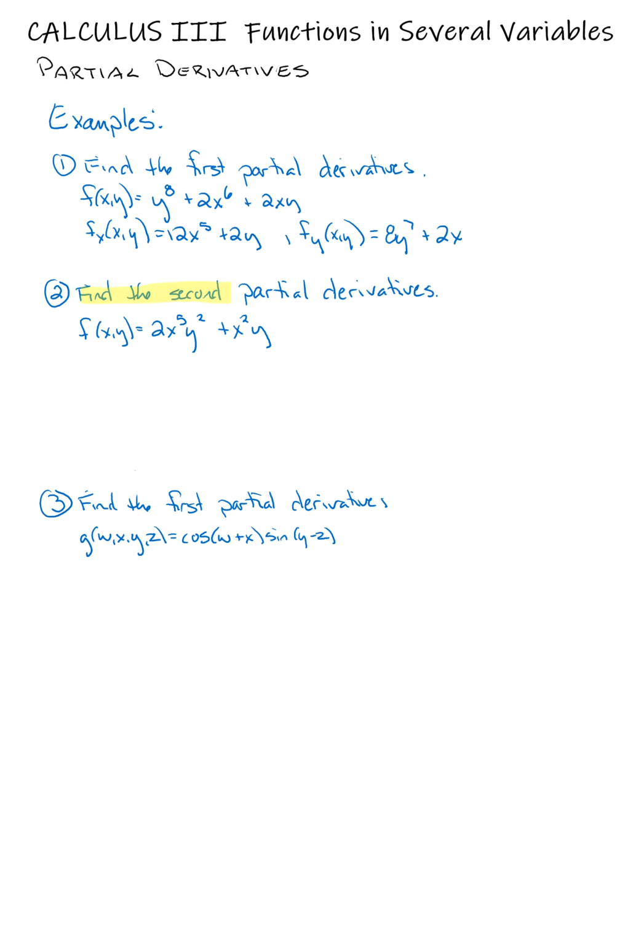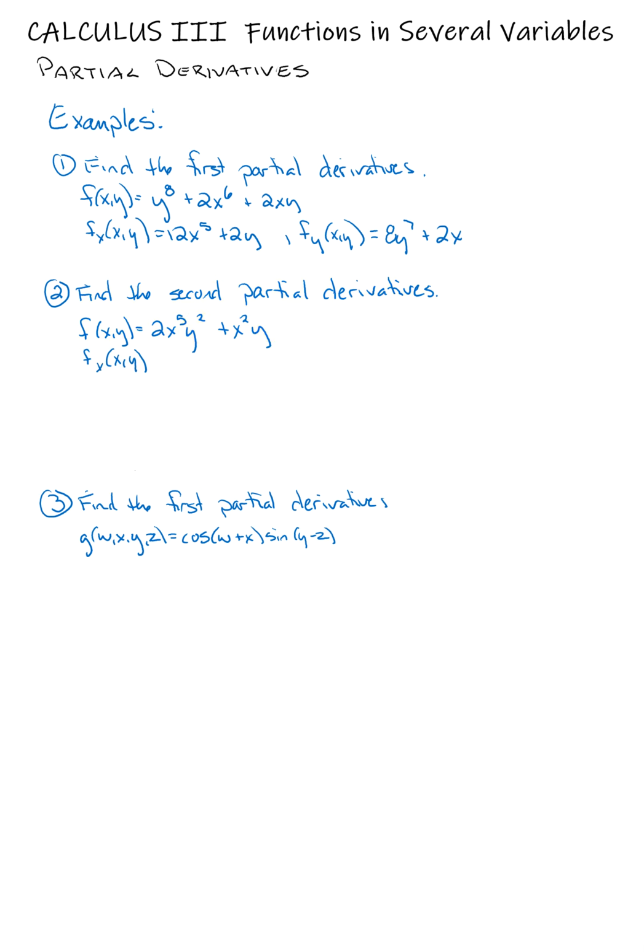Example 2, we want to find now the second partial derivatives of f of x, y equal to 2x to the 5th y squared plus x squared y. We will need to start with the first partial derivatives. Okay, so the derivative with respect to x. Again, I'm just going to concern myself with the x's. Those y's, treat them almost as if they're not there. They are still there. They're constant.